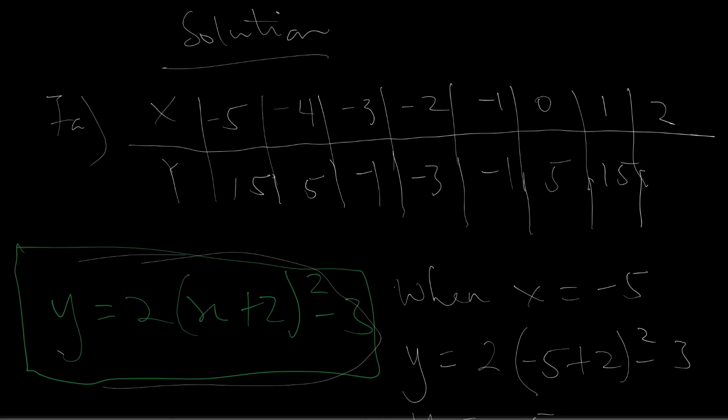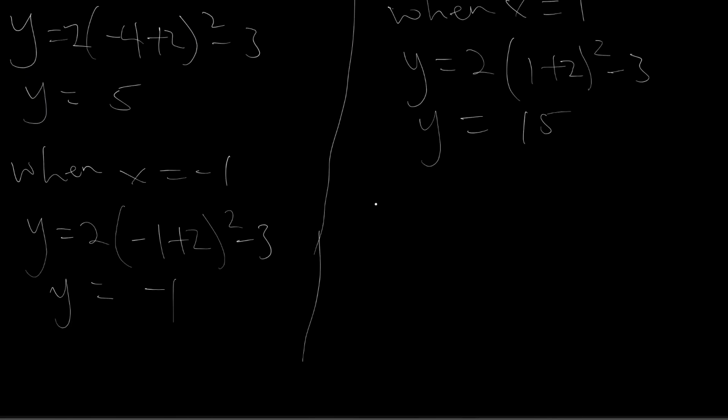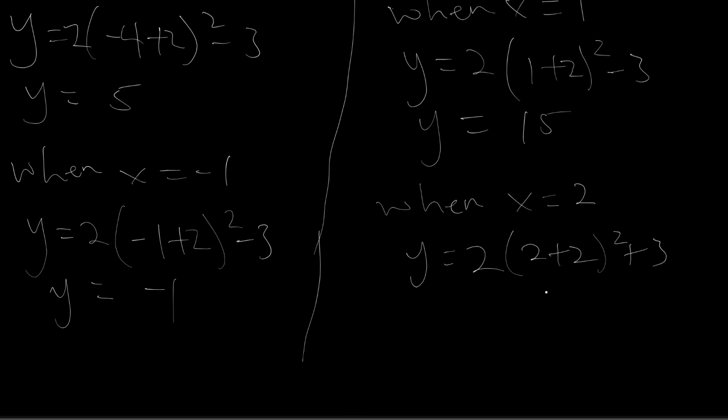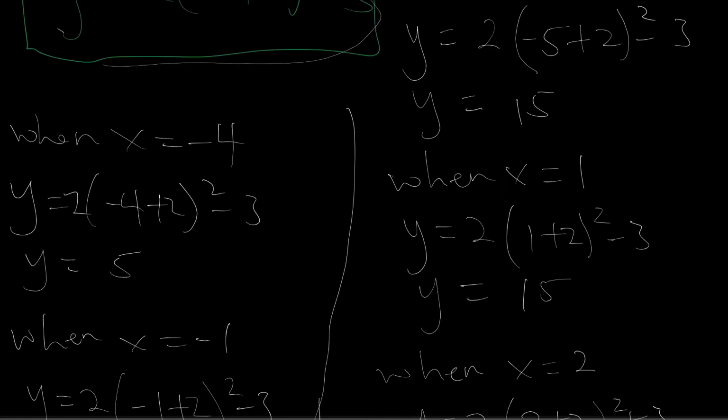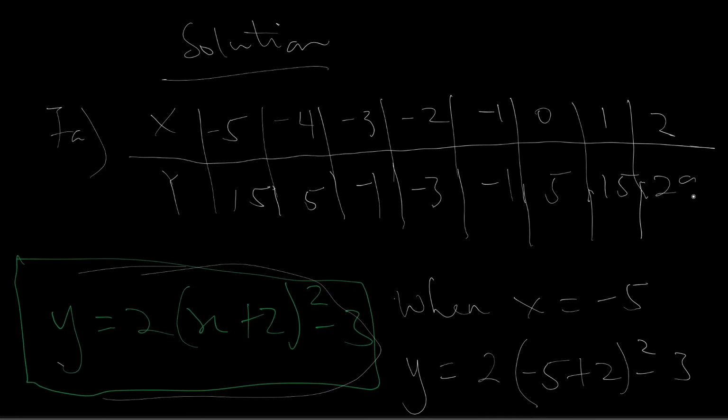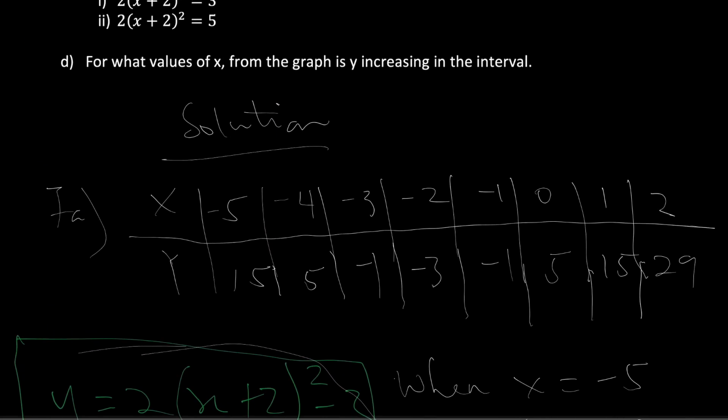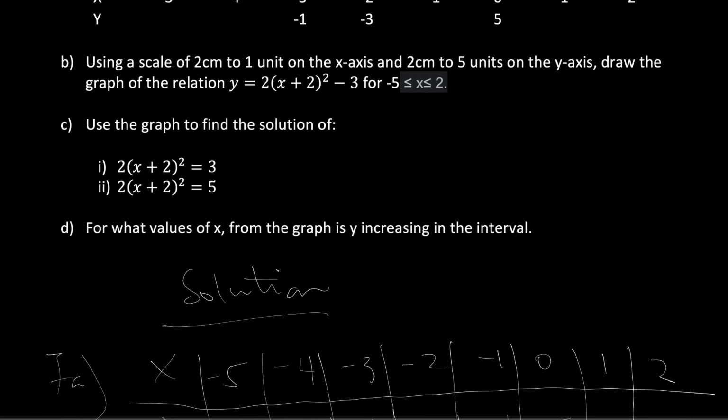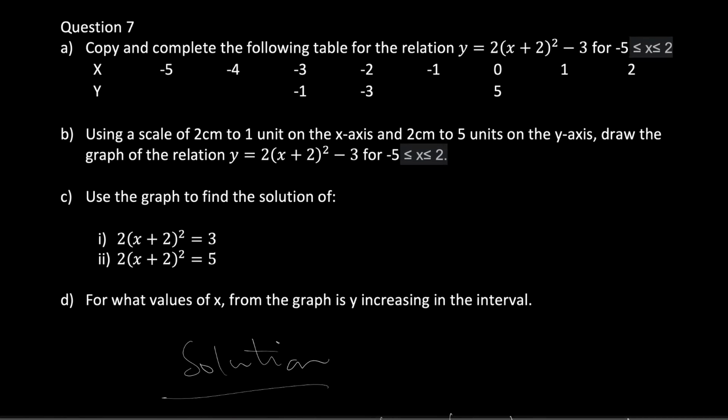And when x is equal to 2, our y should be 2 multiplying 2 plus 2 squared minus 3. When you punch this on your calculators, it should give y is equal to 29. All right. So that'll be all for the question 7A.